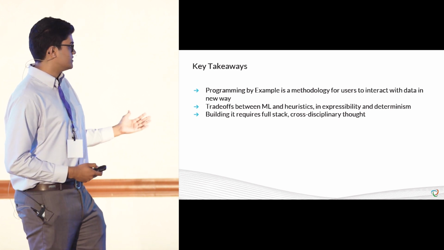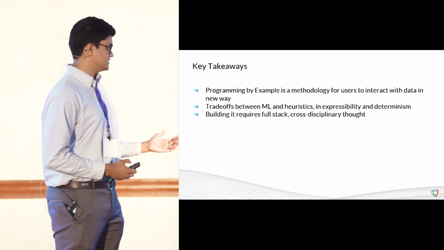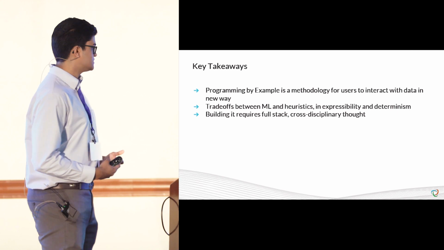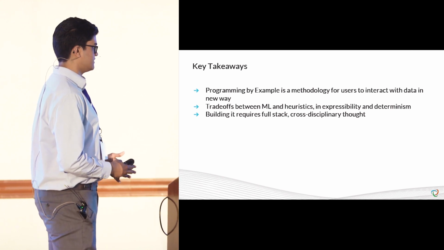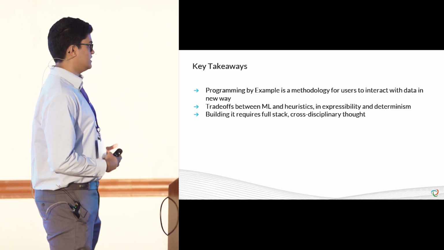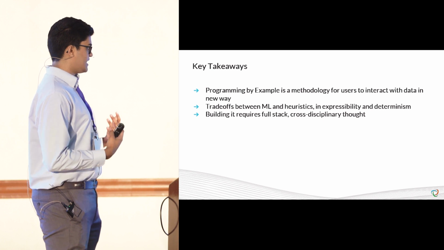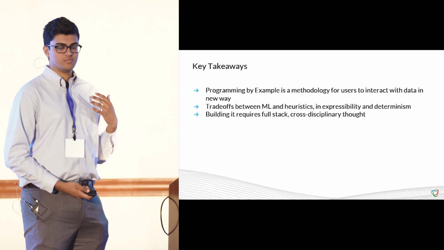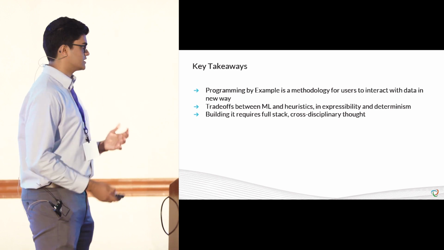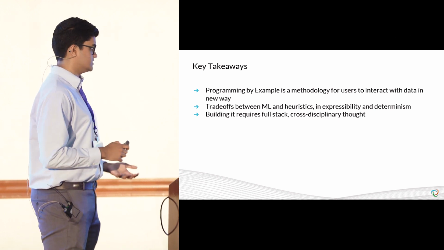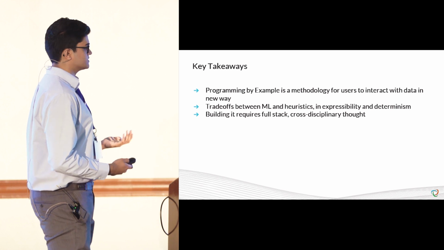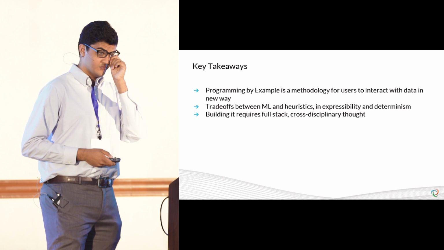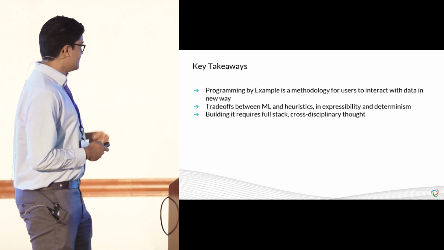And ML and heuristics: something we've learned, because this is a feature where we've been trying a lot of algorithms, is that there are definitely trade-offs in expressibility and determinism. So ML gives you a lot more power potentially, but there's always a bit of an interpretability and determinism gap, and the opposite with heuristics. And building it requires effort from a lot of different people.